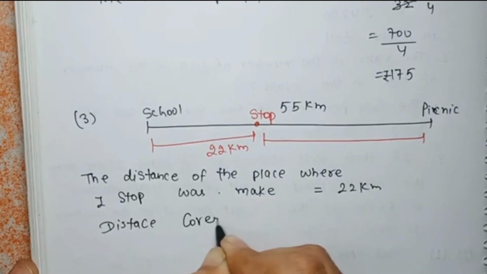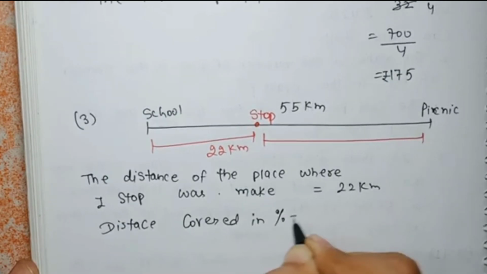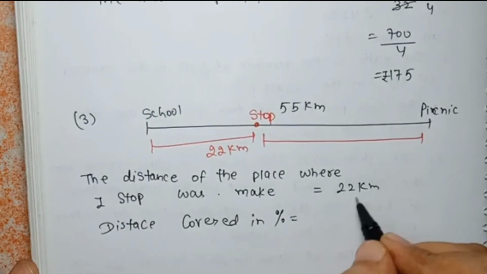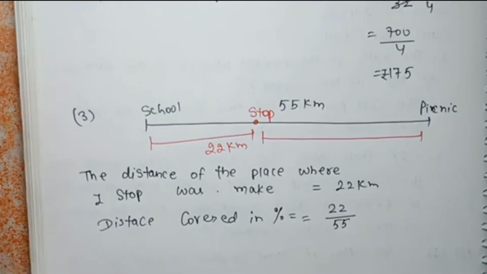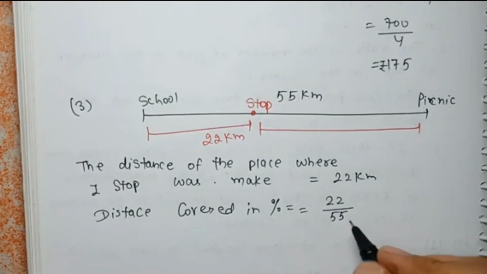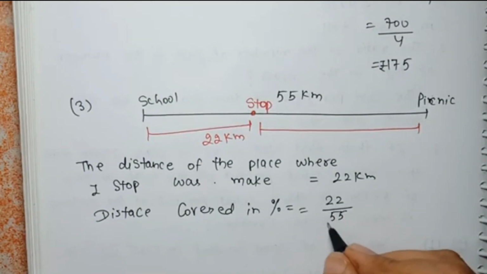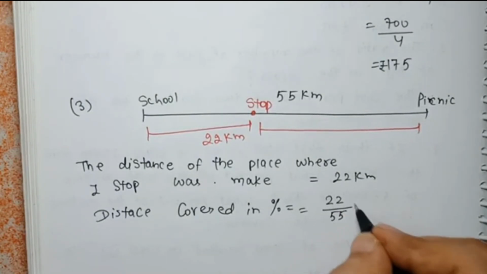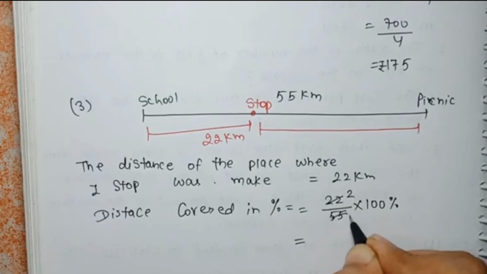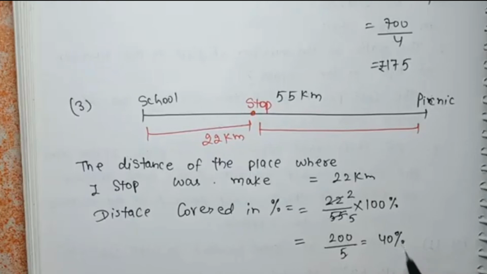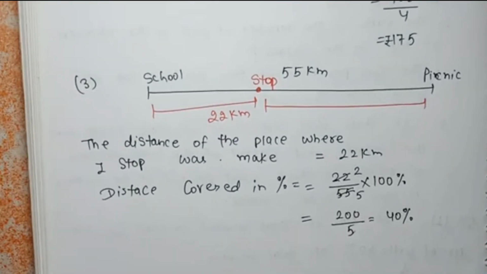Now the distance covered in percentage. In total we cover 22 kilometer out of 55 kilometer. Total is 55 kilometer, this is the denominator, and the numerator is 22. Now we have to multiply with 100 to convert to percentage. 11 2s are 22, 11 5s are 55. When you multiply, 200 by 5, 5 40s are 200. That is 40%. The distance from the school to the stop is 40%.